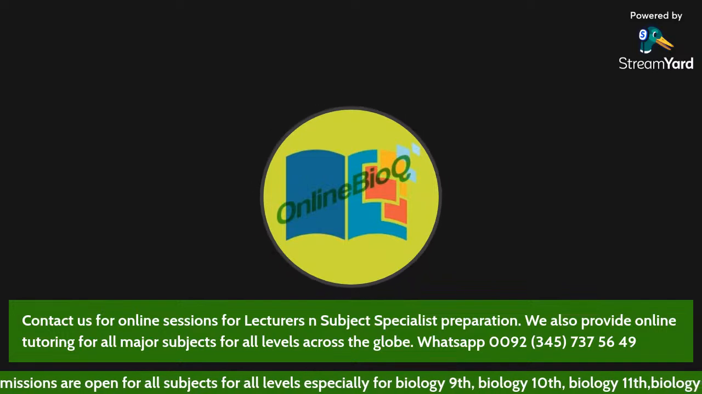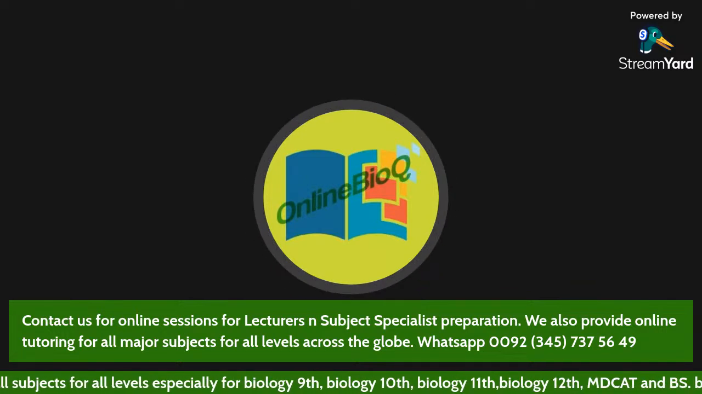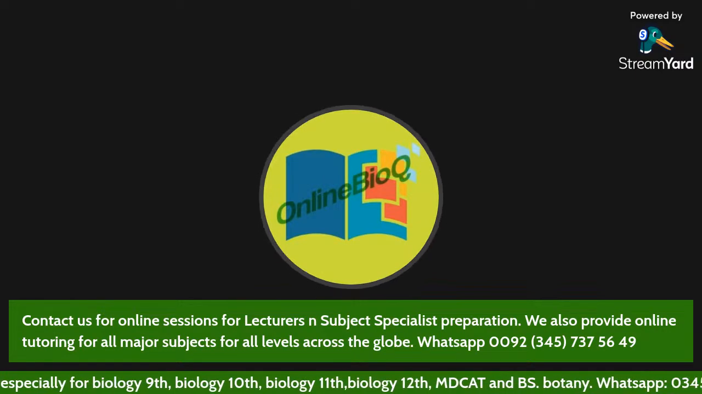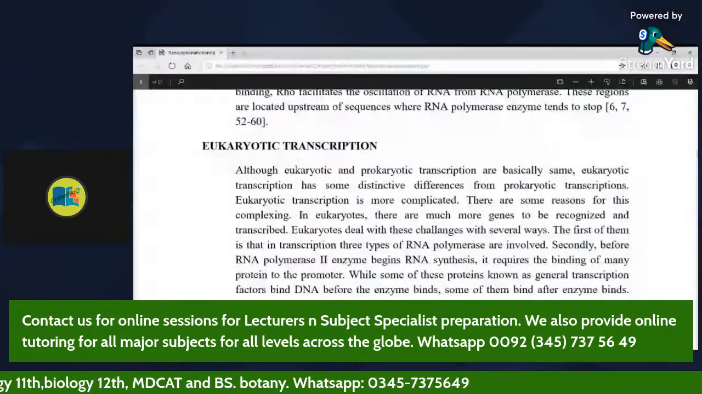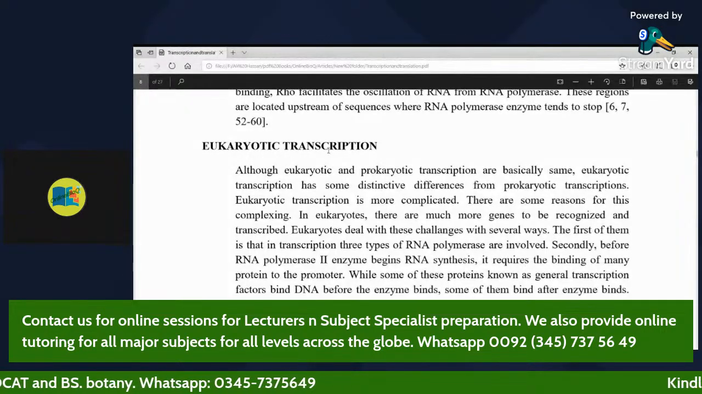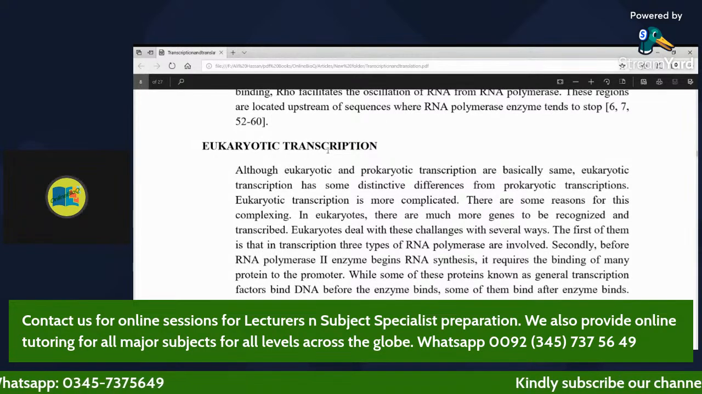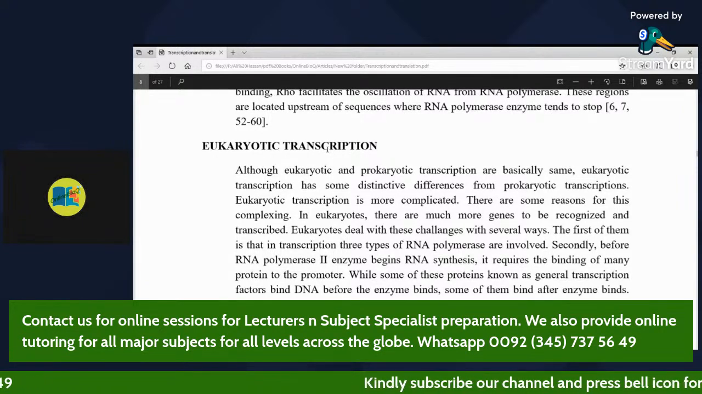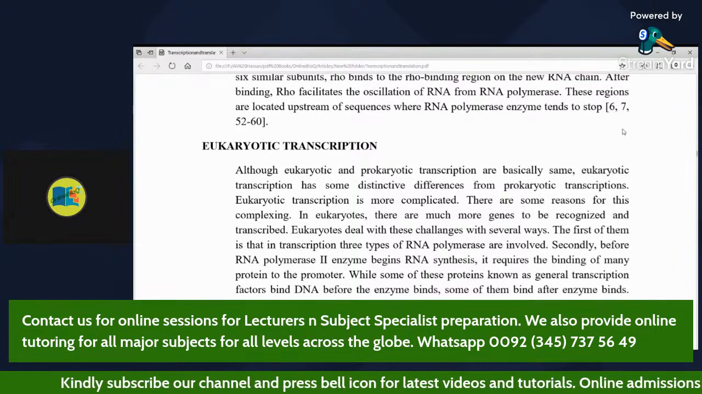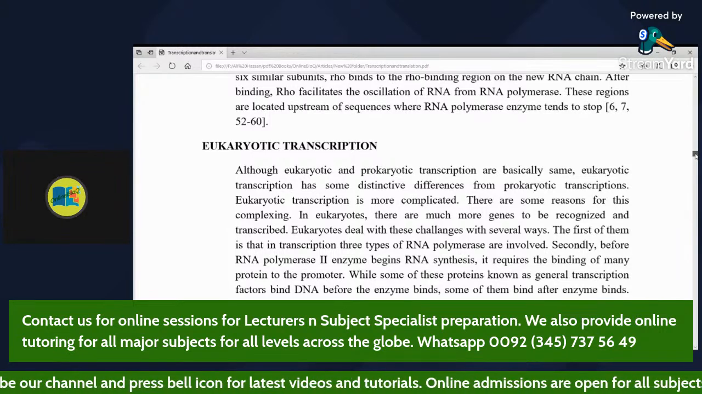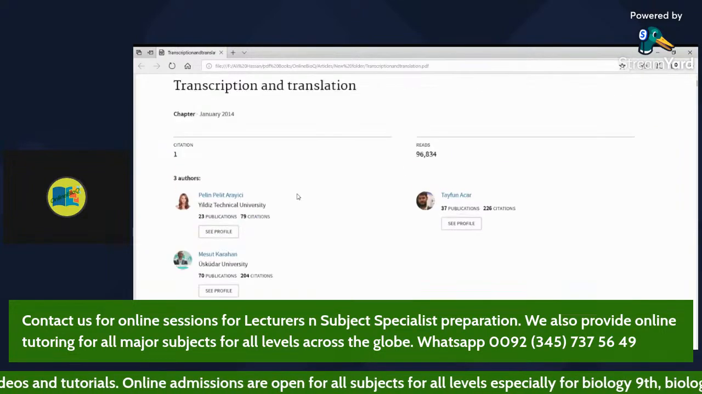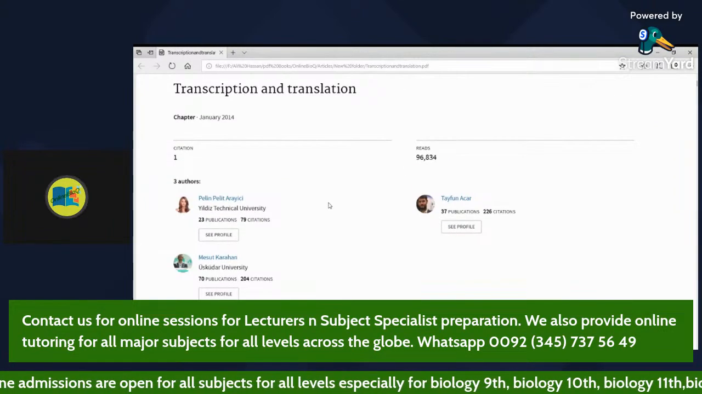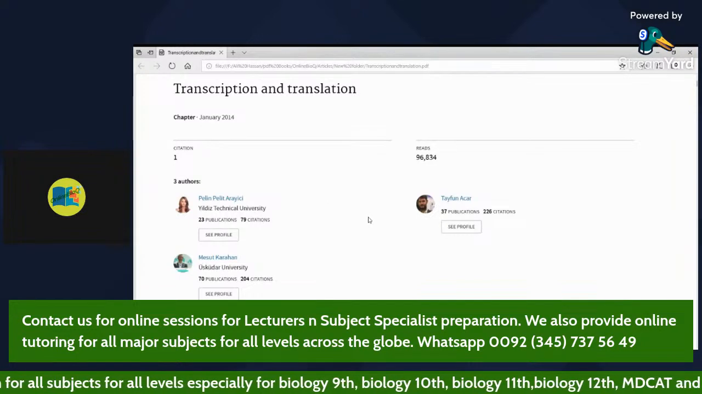Today we are going to study eukaryotic transcription. Transcription in eukaryotes. When we are talking about eukaryotic transcription, it means the process of transcription that occurs in eukaryotes. We will take this topic from a research paper, Transcription and Translation, written by the authors you may see on screen.